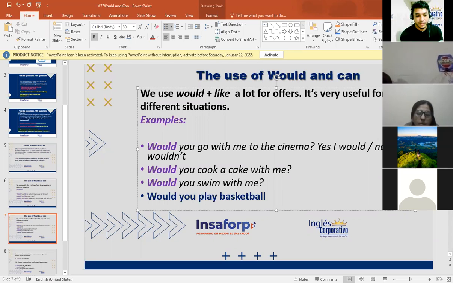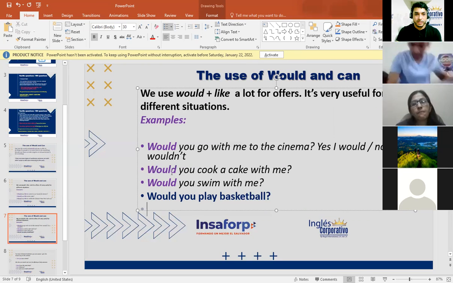Would you play basketball? Okay, as you can see, we can use other verbs, not only like, because it doesn't matter what the offer is, as long as you use will.